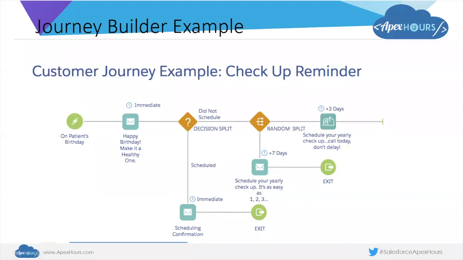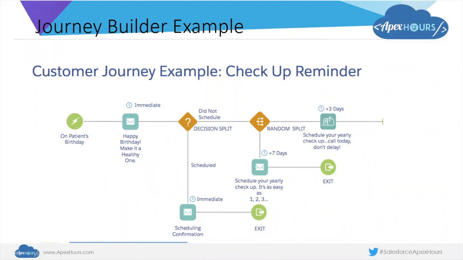Let's look at an example of a journey. This is a journey that is set for sending reminders for the patients. As you see here, the entry source is a date-based entry source. On the patient's birthday, on that particular date, we're going to send out an email which says happy birthday, and we're going to encourage them to go further and schedule their annual checkup.